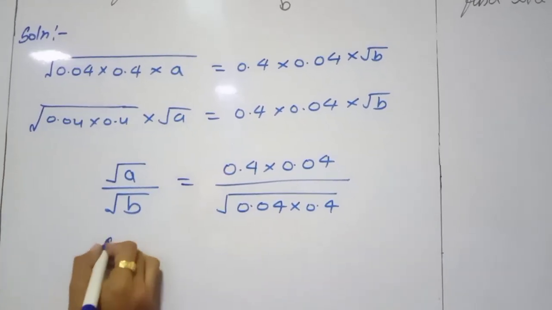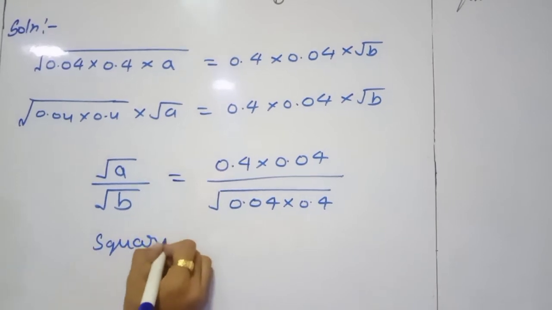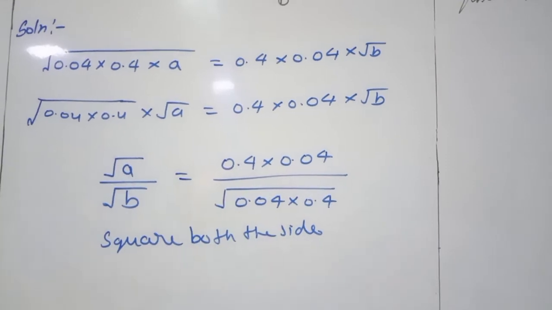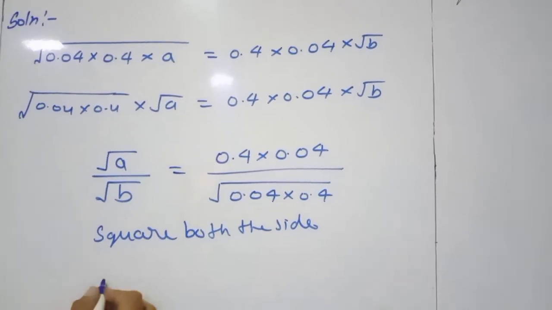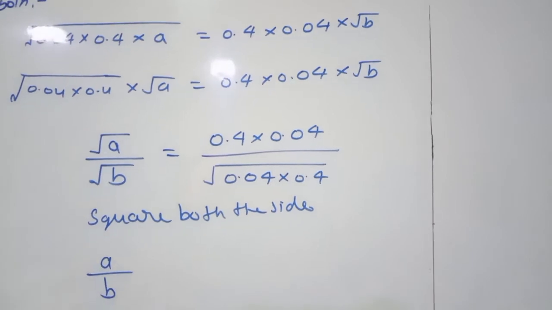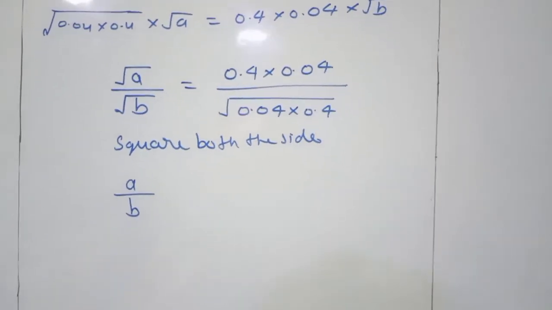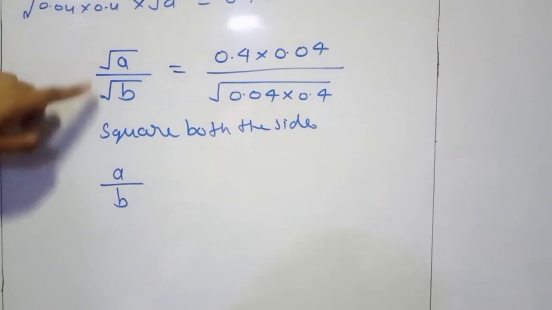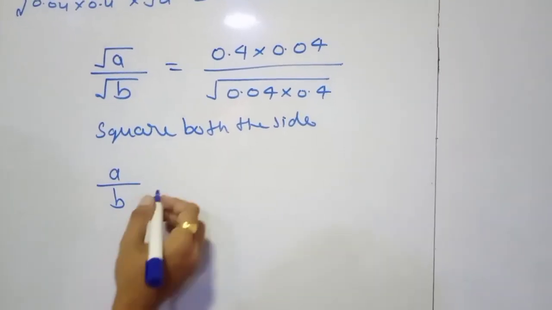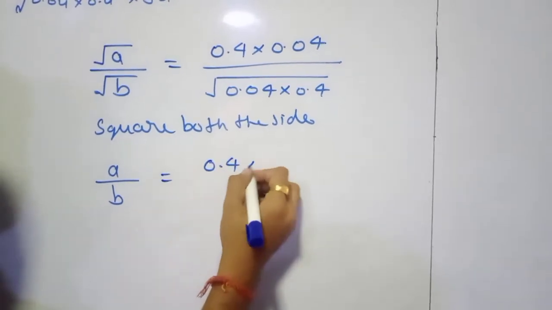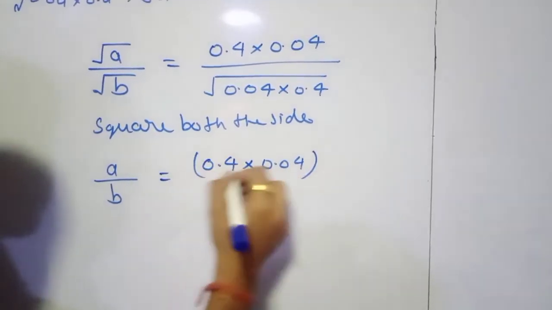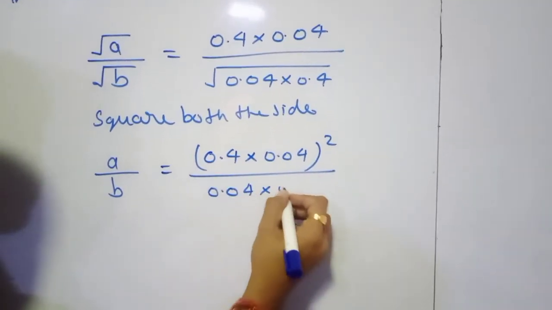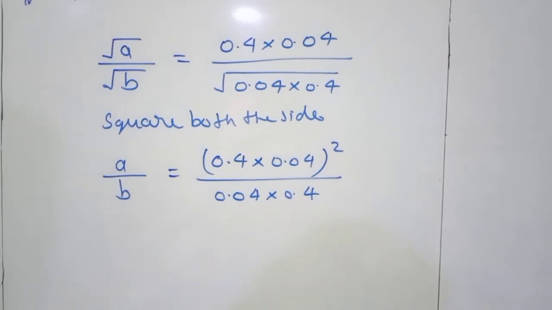Now square both the sides. We are squaring both the sides. So what will become? Here we are getting a upon b. How did we get a upon b? Whenever we square a root, the root will become cancelled. And here 0.4 into 0.04 square, this way we can write, and in the denominator also 0.04 into 0.4, root will become cancelled.